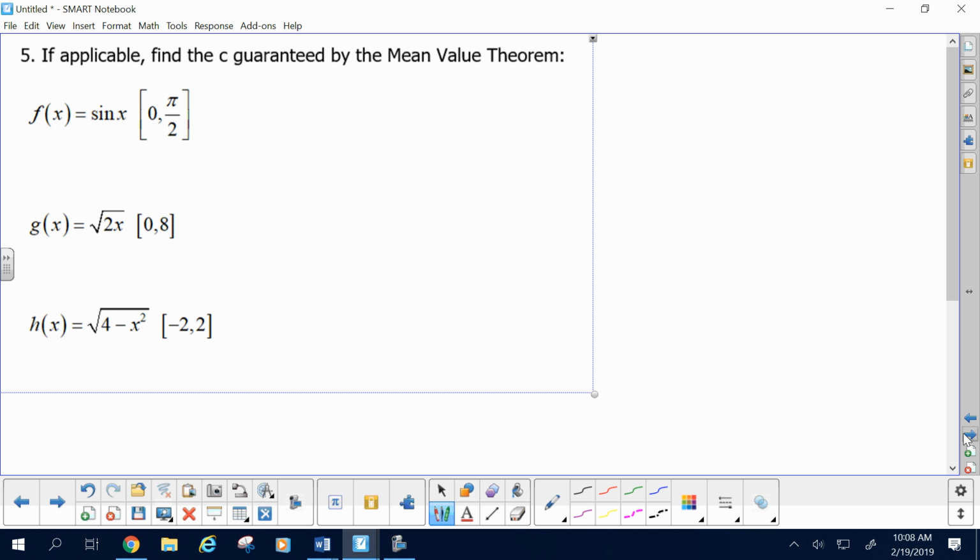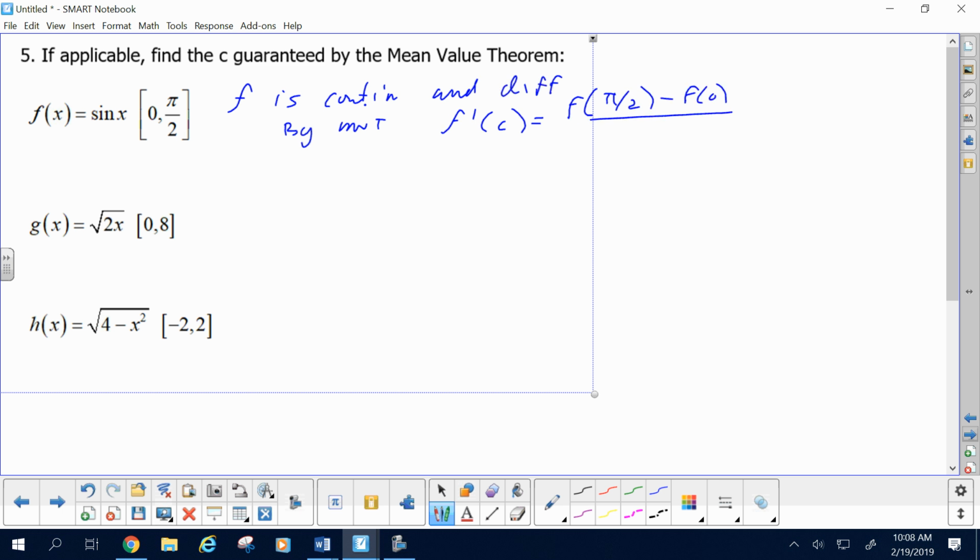All right, number 5. These are free response, so you should be meeting the conditions. F is continuous and differentiable. So by MVT, there is a point that satisfies this here. If you do all that work correctly, and there should be a lot of work, I have that C is the inverse cosine of 2 over pi.